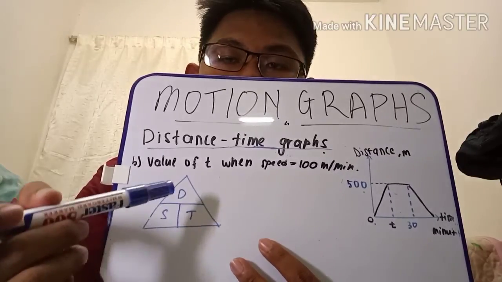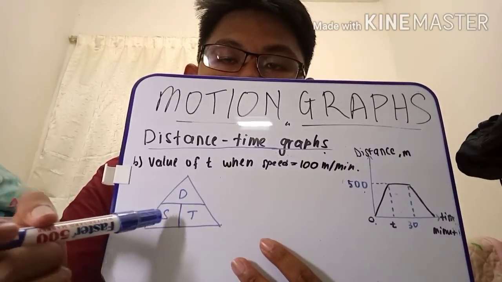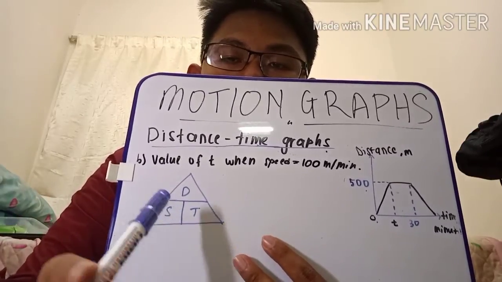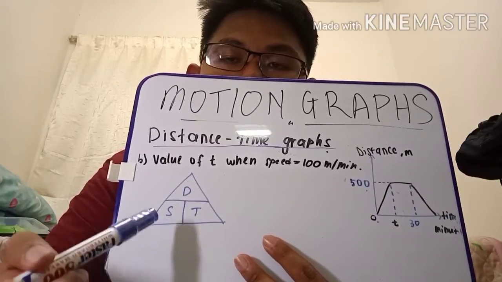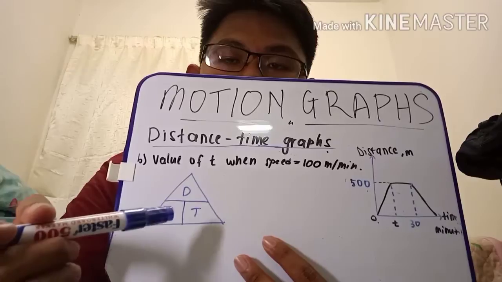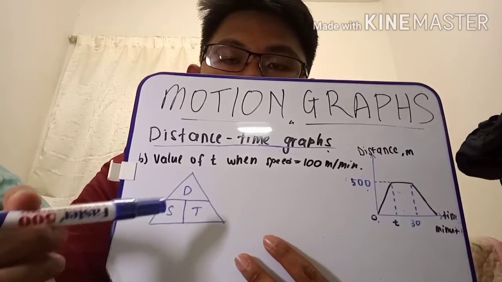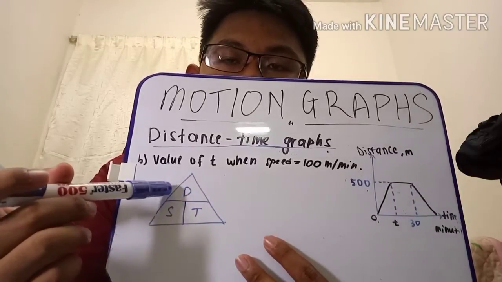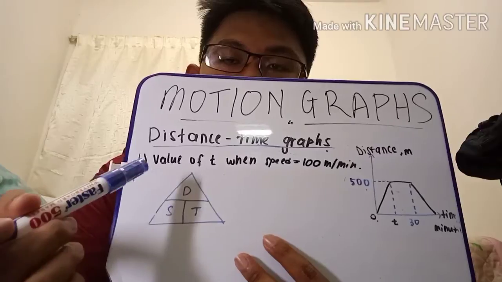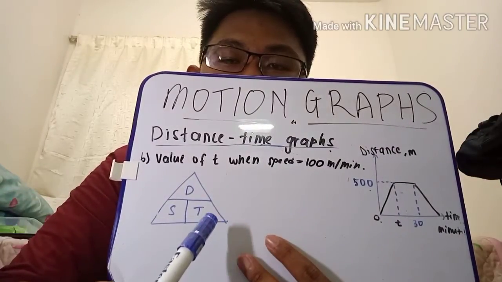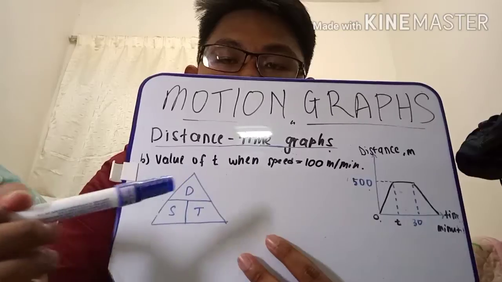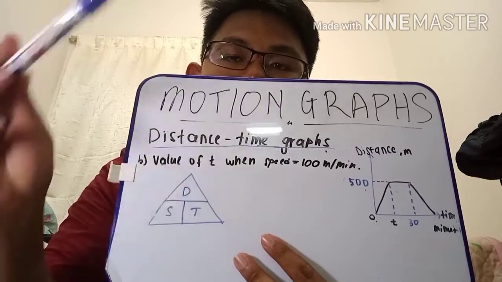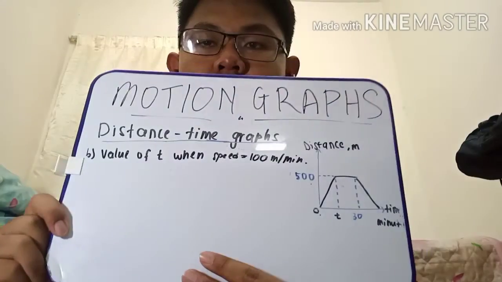If you want to find either speed or time, you need to divide by the other one. For example, if you want to find speed, you need to divide distance with time. Easy, right? In order to find time, you can divide distance with speed. So here's a simple tip for you guys. So, back to the question.